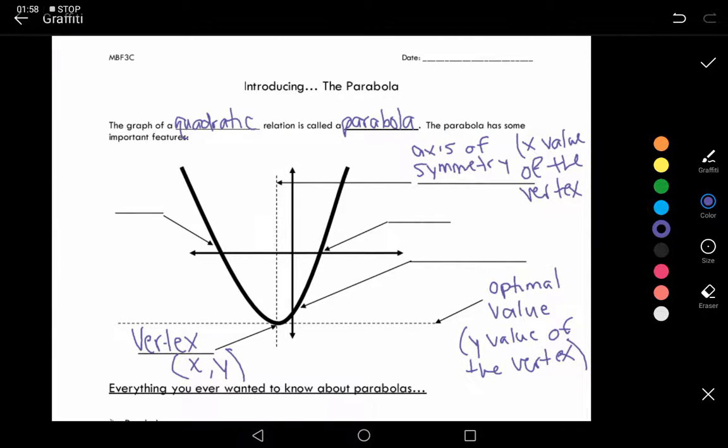A couple other things we have. We have our zeros, and these zeros have a couple different names. You might also hear me call them the x-intercepts, which is where our parabola crosses the x-axis. I will also potentially refer to them as the roots. Those are all interchangeable, but basically it's when our y equals 0. And then the last thing here, we can see that our parabola at this point is crossing the y-axis, so that's what we call the y-intercept.